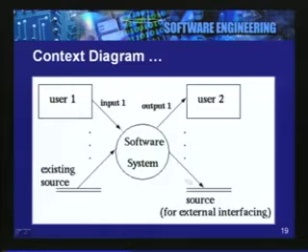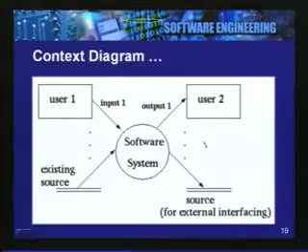We also identify other external sources which may be necessary for interfacing our application with other applications. These may be messages or they may be data stores which will be interfacing with external systems. So, the context diagram is a very important first step in preparing the data flow diagram.